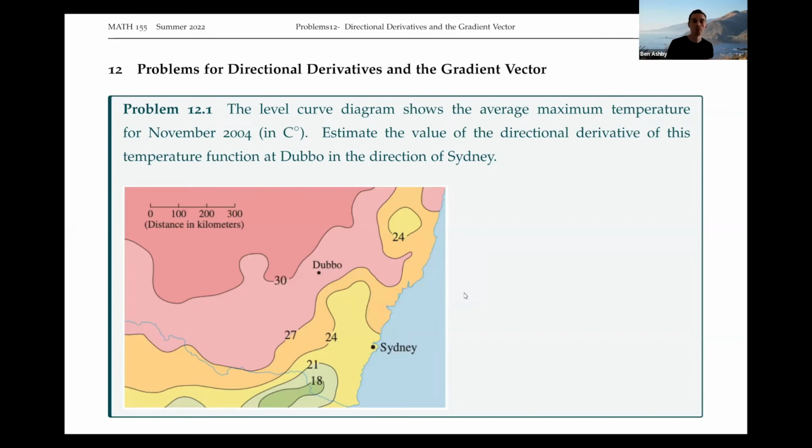Hello, there was a problem with the audio for today's problem class, so this is just a recording of what I went through today. Okay, so this first problem here is trying to understand the directional derivative from a city, Dubbo, in New South Wales to Sydney.